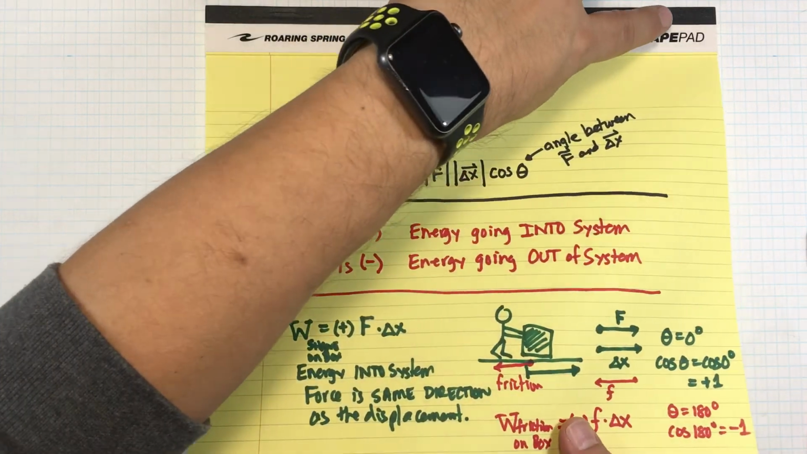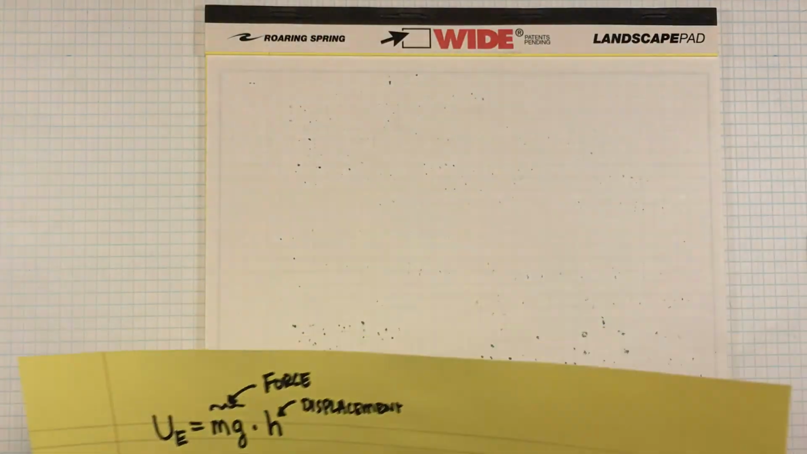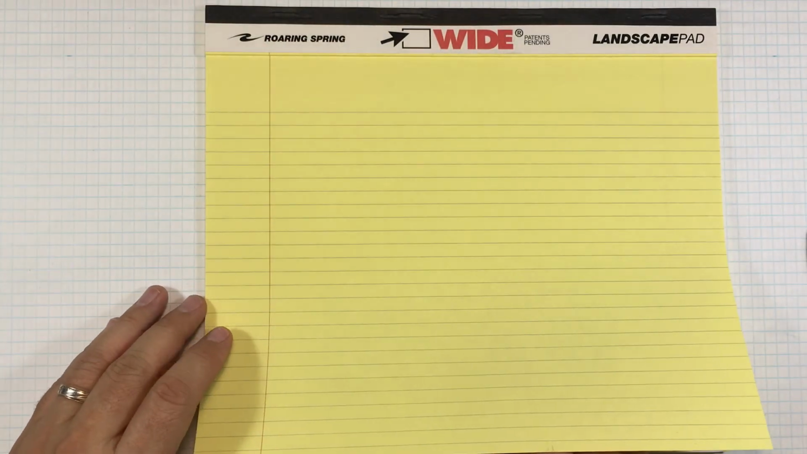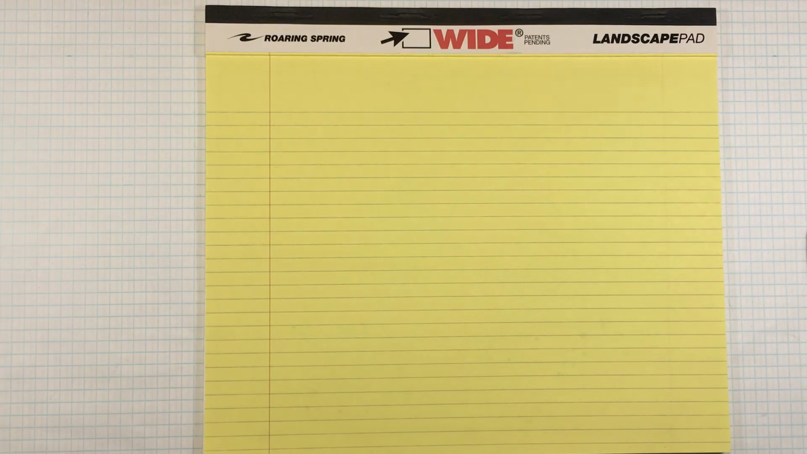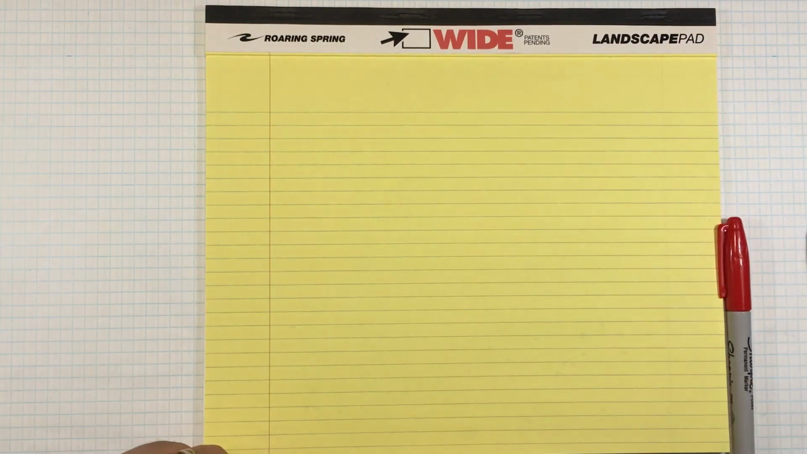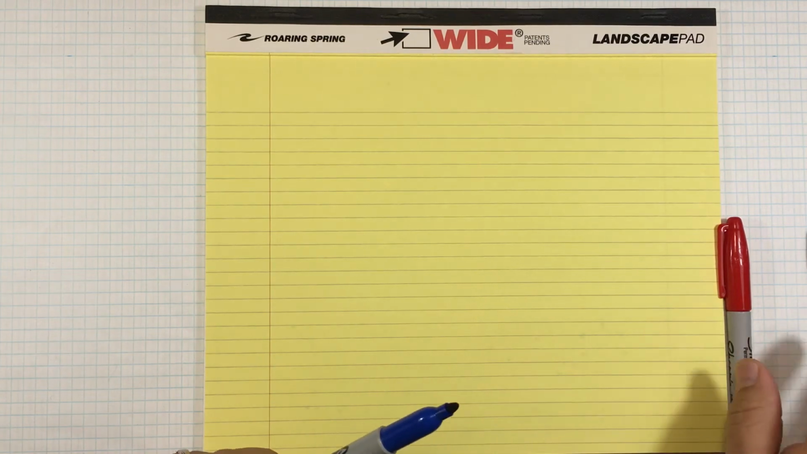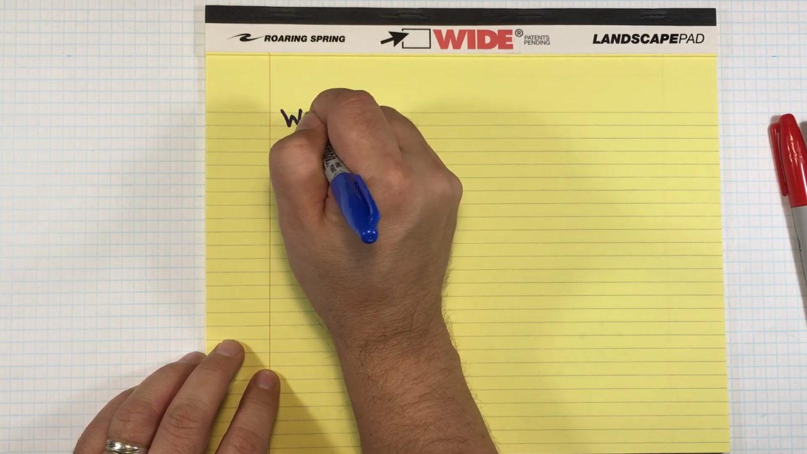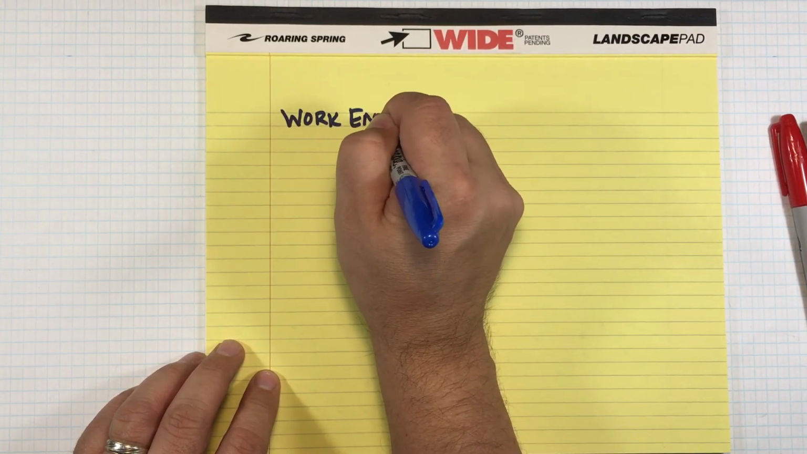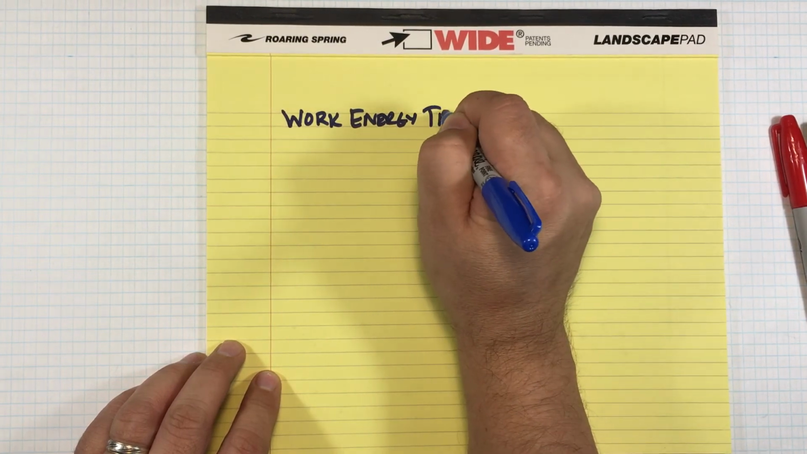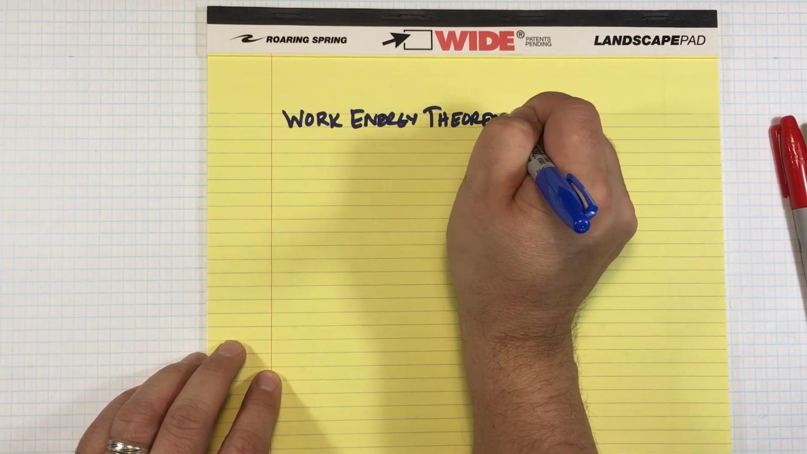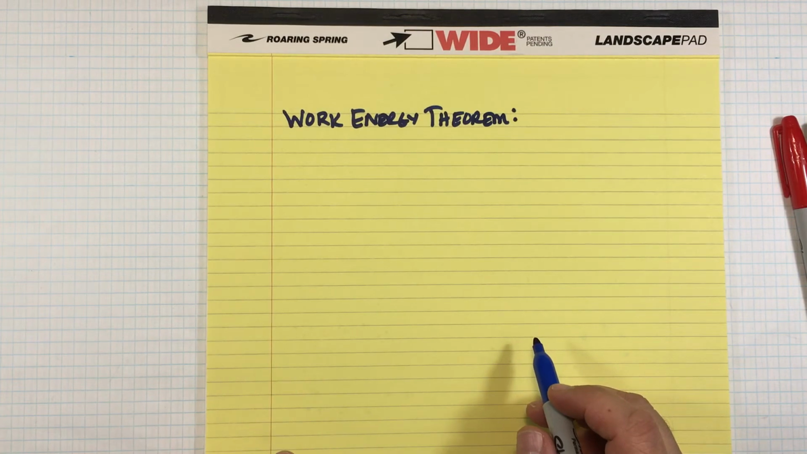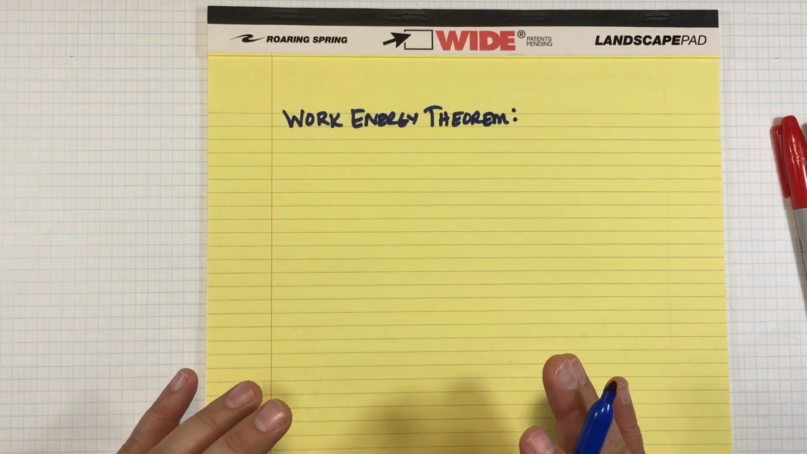Now, this leads us to an interesting concept in physics, which is that there are all kinds of forces acting on an object at the same time. And as a consequence of all those forces acting on an object, its energy is changing continuously. So we have this idea called the Work-Energy Theorem. Simply stated, it tells us what happens to the energy of an object as a consequence of all the forces acting on it.